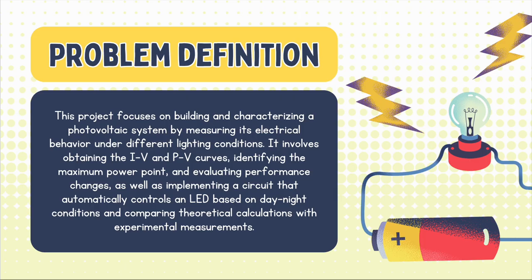So the problem consisted of building a photovoltaic system and measuring its electrical behavior with different lighting conditions. We obtained the current and the voltage, and we also had to measure the different data during the day and the night and compare the theoretical calculations with experimental measurements.